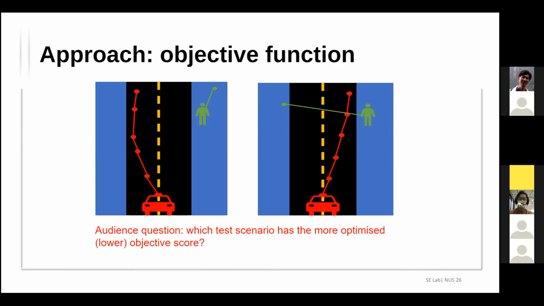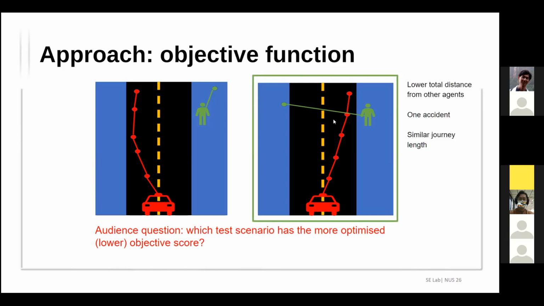Then the paths cross, so the distance between them is probably smaller than the other case. Yeah, exactly those reasons. So here we see this one's the more dangerous one because it has lower total distance, it's an accident, and it has a similar journey length. So in terms of the objective score, this one's definitely lower. So yes, exactly just what you mentioned.